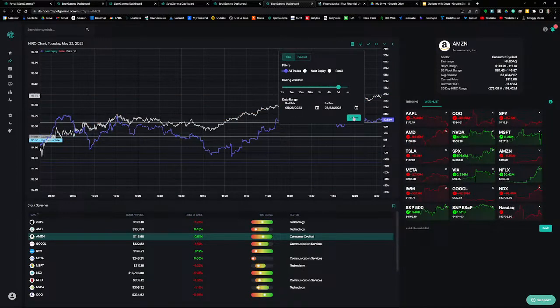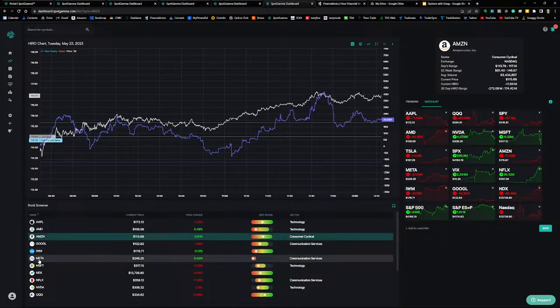Back to the total signal. So first of all, notice Meta here. This Hero signal is showing a weak Hero signal. What this is showing is that the Hero signal for today is the weakest that it has been in the last 30 days, and that may be difficult to see.